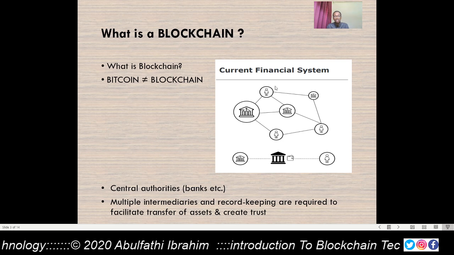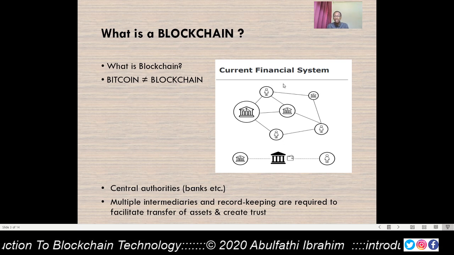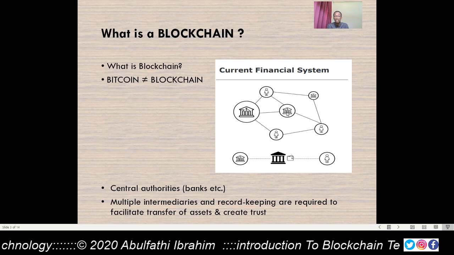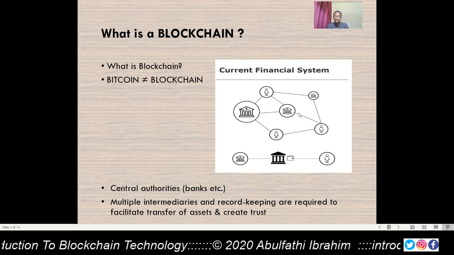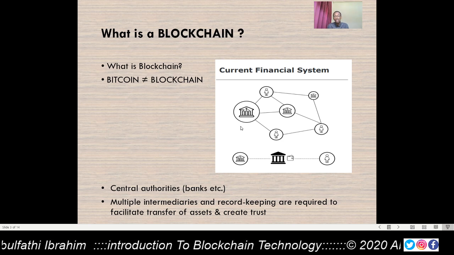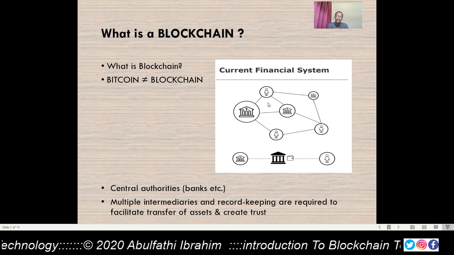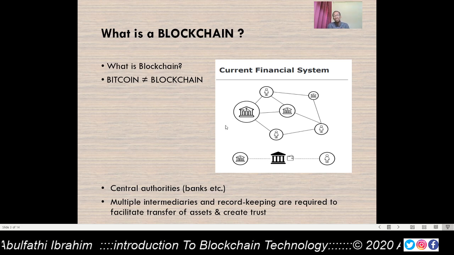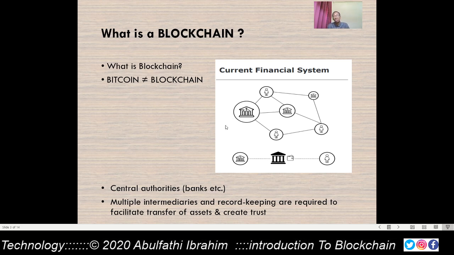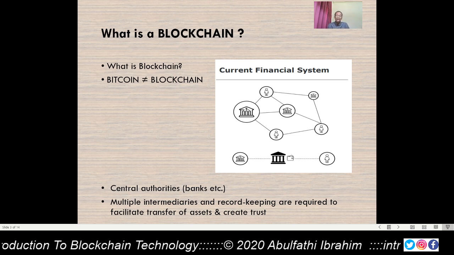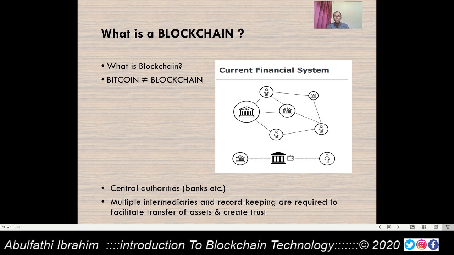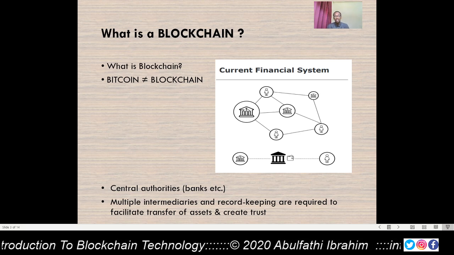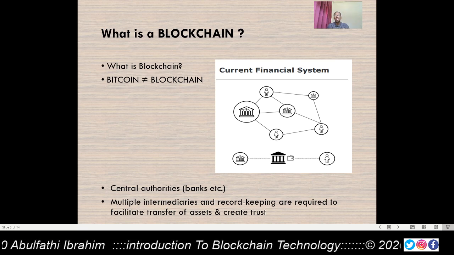If we look at the current financial system, in the transactions that occur within it, there is a lot of central authority, or a third party. When someone wants to send money from A to B or from A to C, for example, it needs to pass through these intermediaries. These intermediaries could be a bank or any other institution. Multiple intermediaries and record keeping are required to facilitate transfer of assets and create trust. So blockchain creates trust for the current financial system.